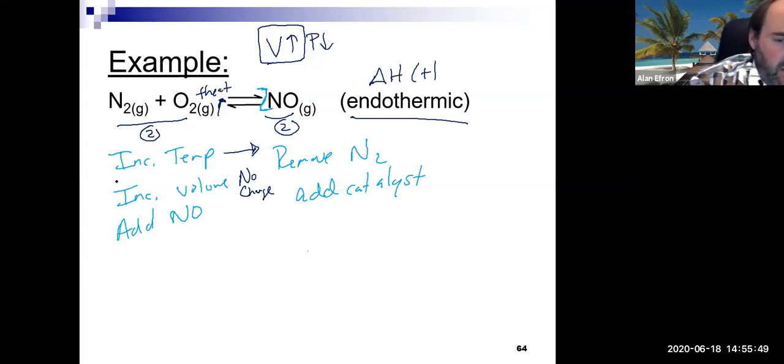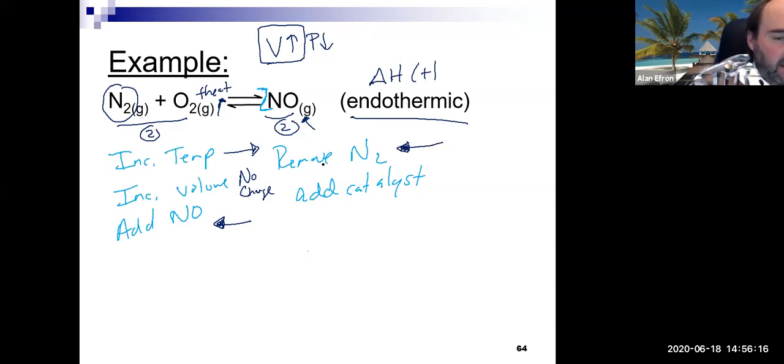If we add NO, NO is over here on the product side. So again, we're adding NO, so we're going to shift away from it. So finally, we go to the left-hand side. We're going to shift something to the left in that case. We're then going to remove N2. N2 is on the left-hand side. When we remove, it goes towards the side we removed it from. So it's going to shift to the left.